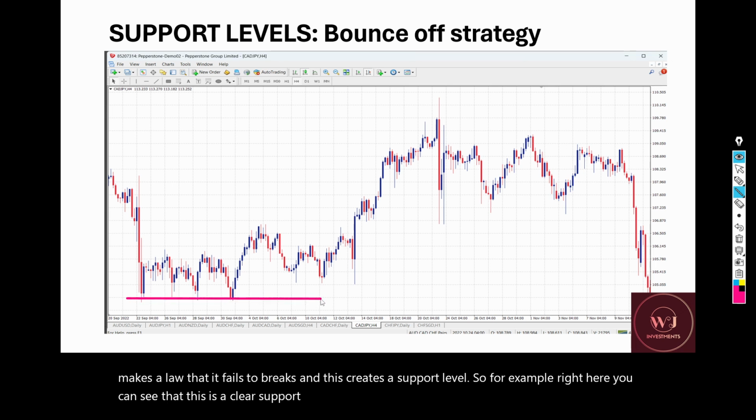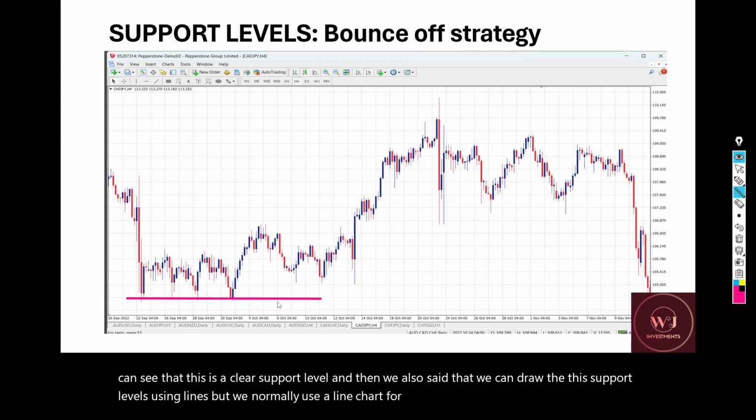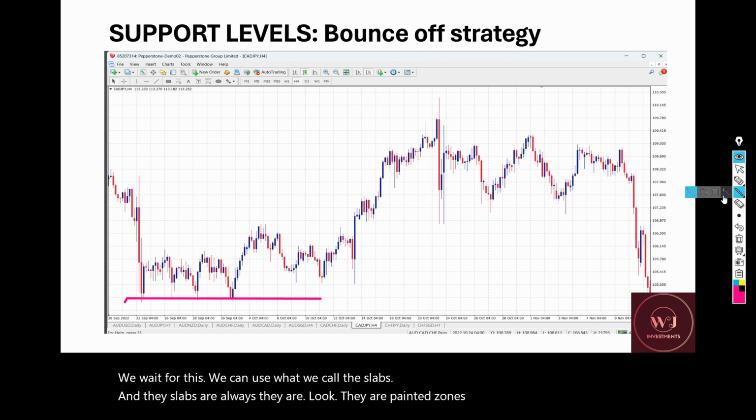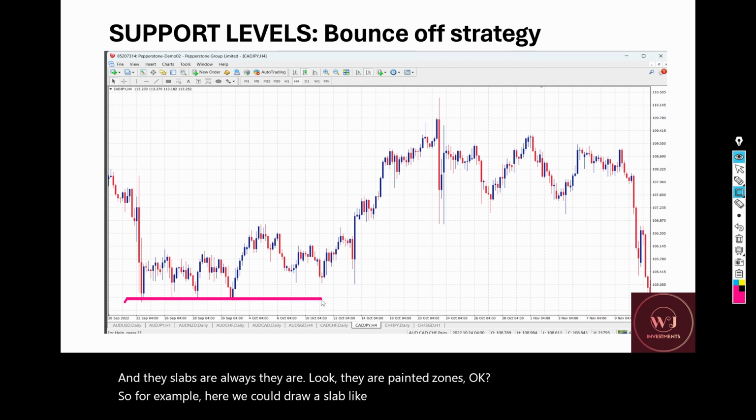And then we also said that we can draw these support levels using lines, but we normally use a line chart for better results, or we can use what we call the slabs. The slabs are always painted zones, okay? So for example, here we could draw a slab like that. So this could be considered our support level.